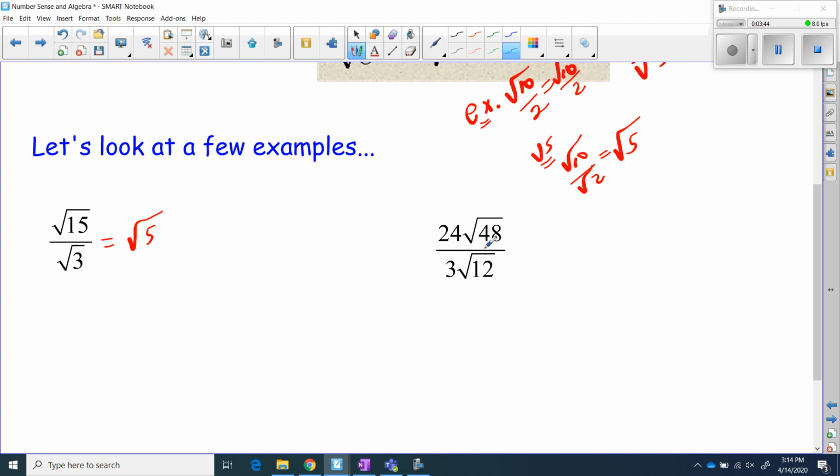Now, we progress a little bit, and this time I have coefficients. Well, these are just regular numbers. As long as there's no addition or subtraction mixed in, this is all one term up here, and this is all one term down here. So I can just divide them, but it's like multiplying. You multiply the coefficients by coefficients and the radicals by the radicals. The same holds true for dividing. You divide coefficients, so 24 divided by 3, that would be 8. The square root of 48 divided by the square root of 12. 48 divides by 12 4 times.